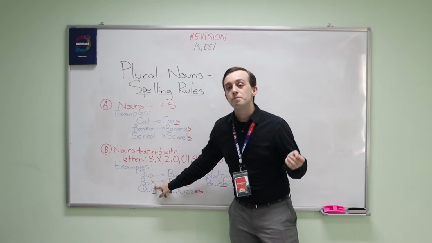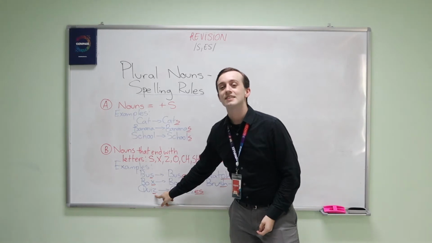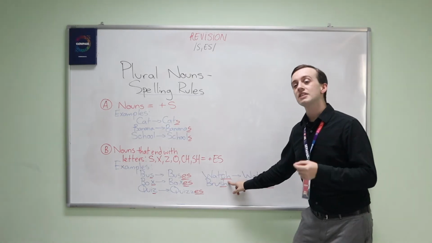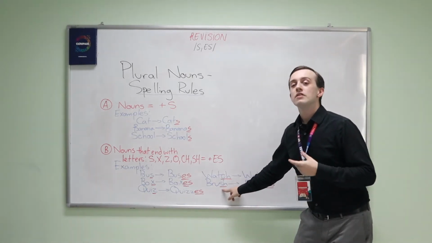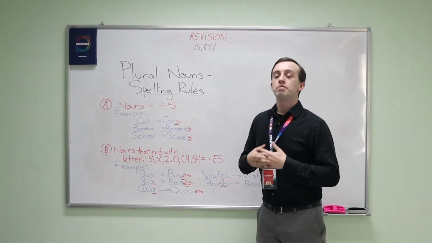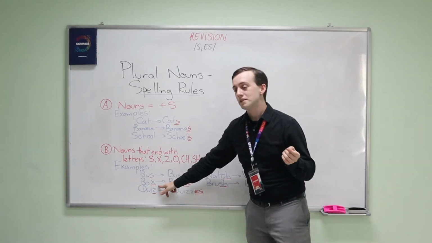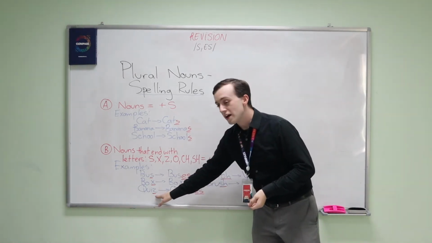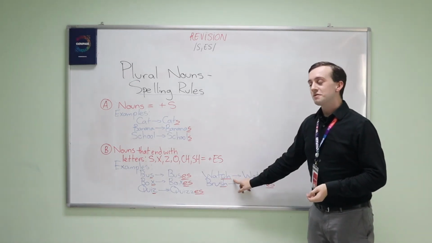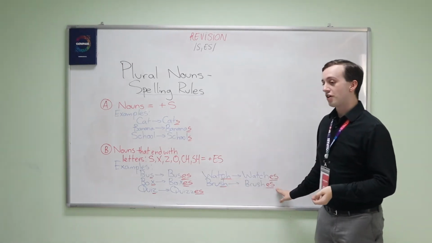Now, the other examples. Number two is box. It has X. Number 3, quiz. It has Z. Number 4, it's watch with CH. And number 5 is brush with SH. So, all the plurals have ES. So, box becomes boxes. Quiz becomes quizzes. Watch becomes watches. And brush becomes brushes.